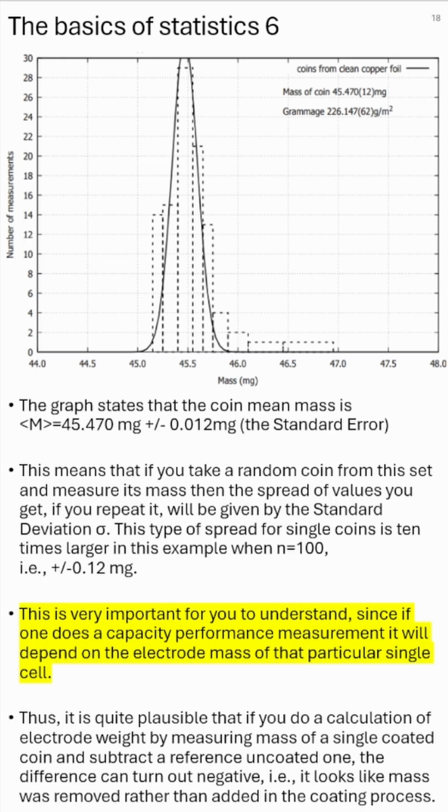And then it actually looks like, when you coat the copper, you're supposed to add the electrode mass, right? How can it become negative? How can it be less mass than the initial copper foil? So this is a statistical phenomenon that happens when the distribution of the two data sets starts to overlap. And the more they overlap, the more of these weird negative values you will start to see.